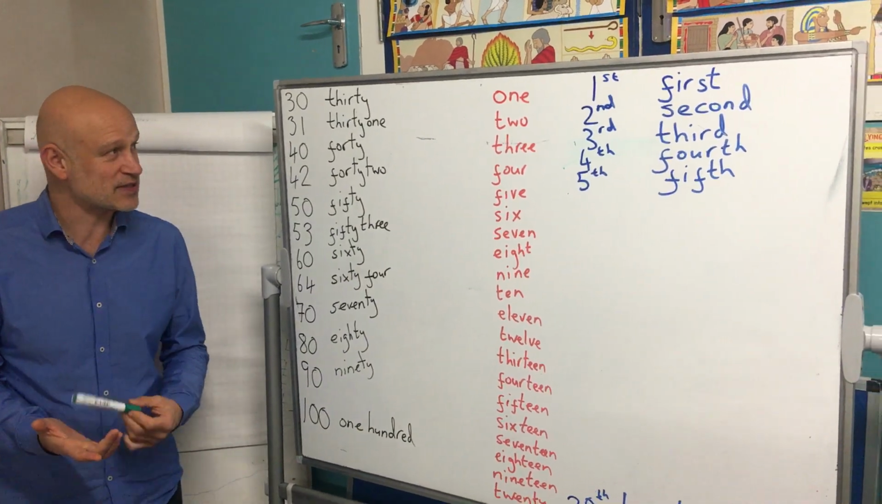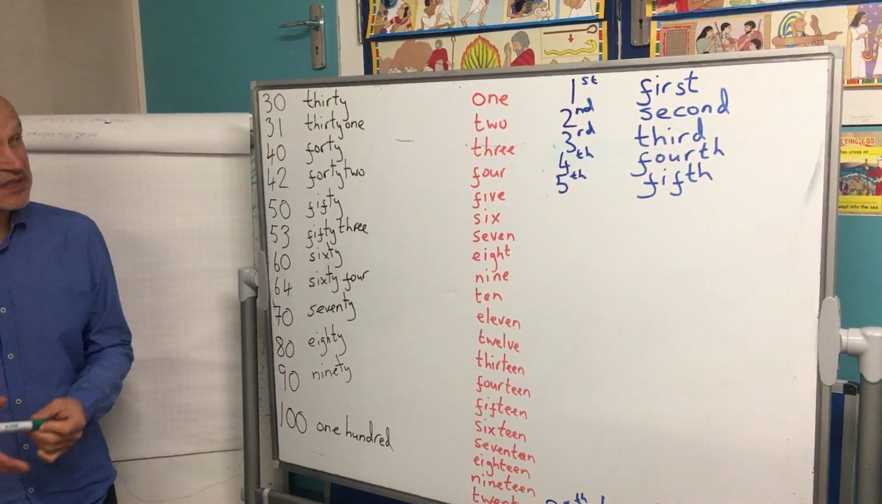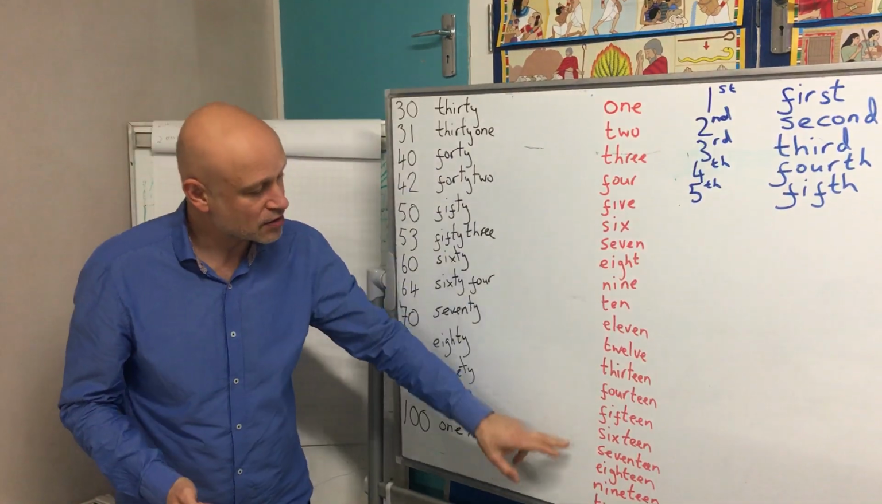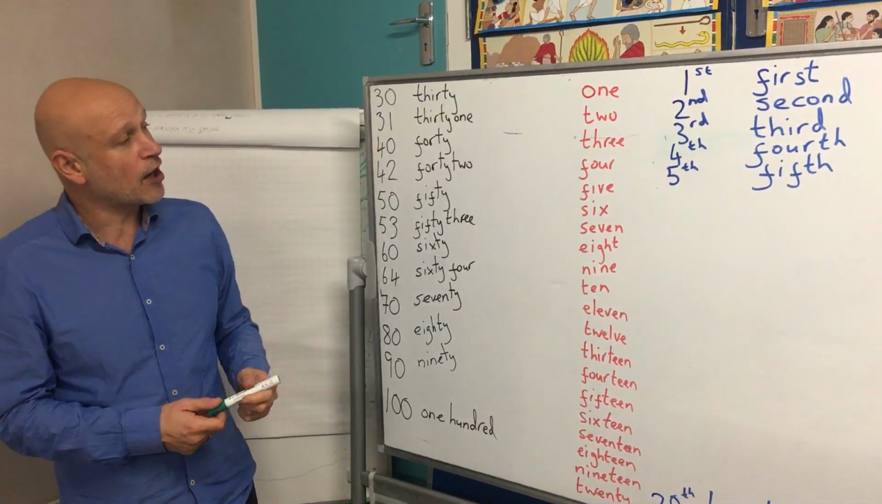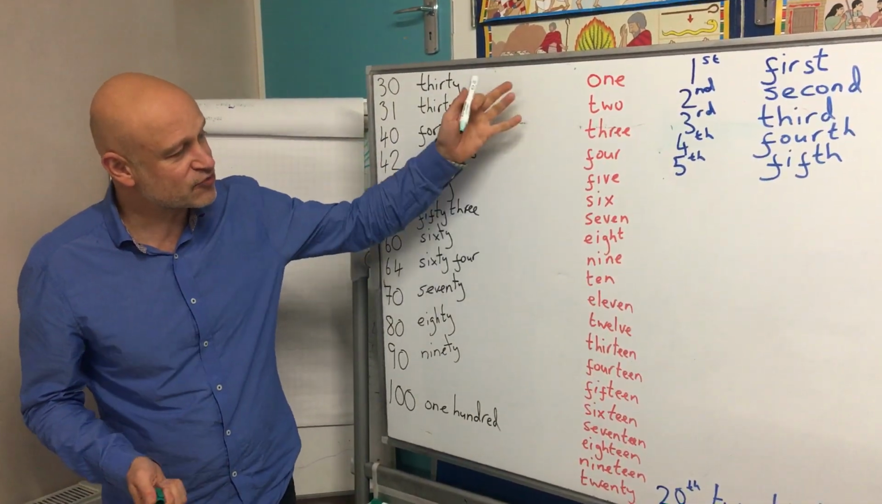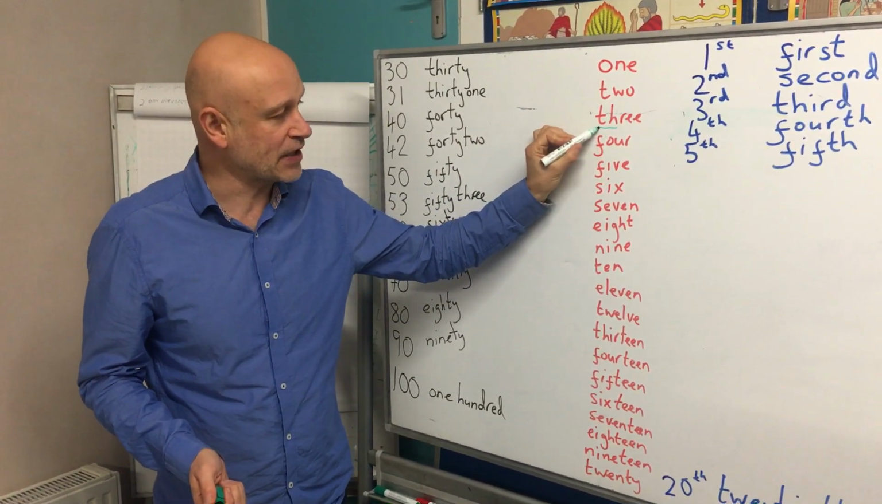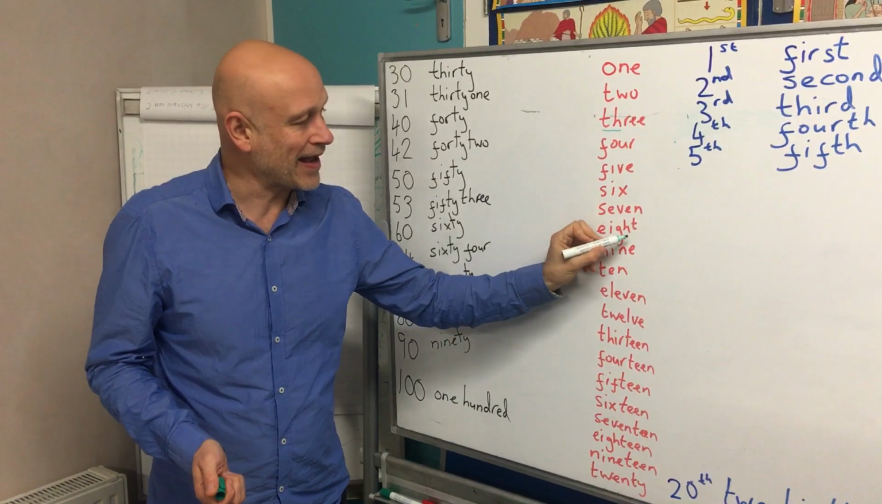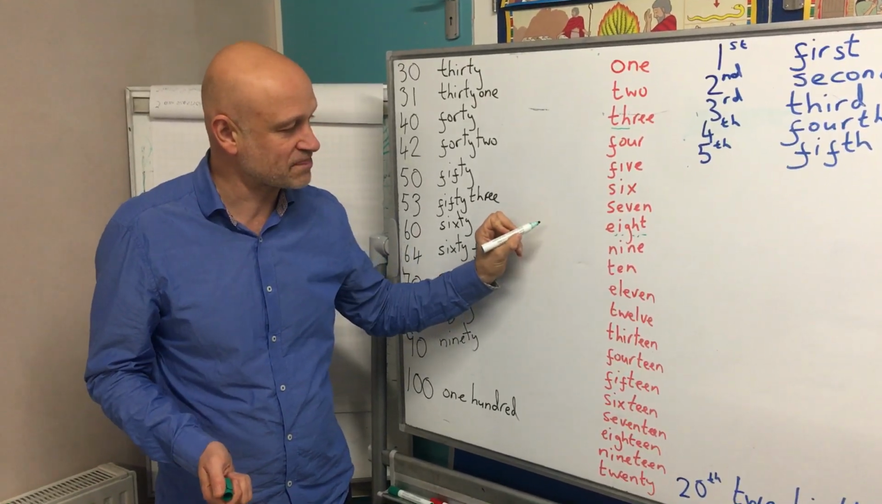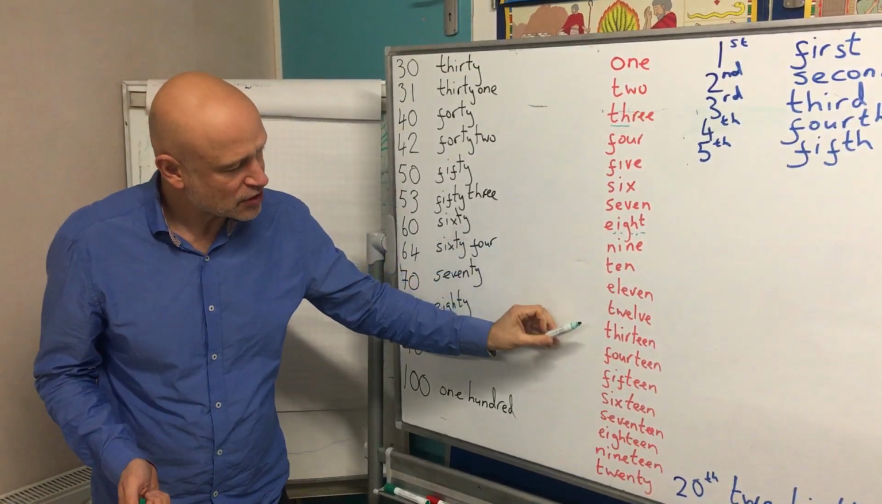Okay, elementaries. We're looking at numbers today. We did the numbers 1 to 20. You know most of these. This is really, really good. Remember 3. Remember 8. That's a difficult spelling. But all the others are quite good.